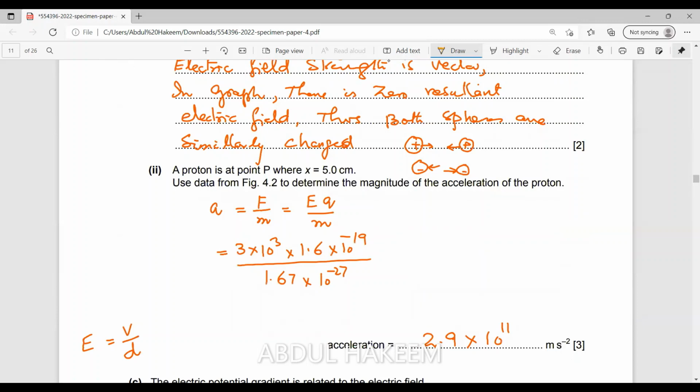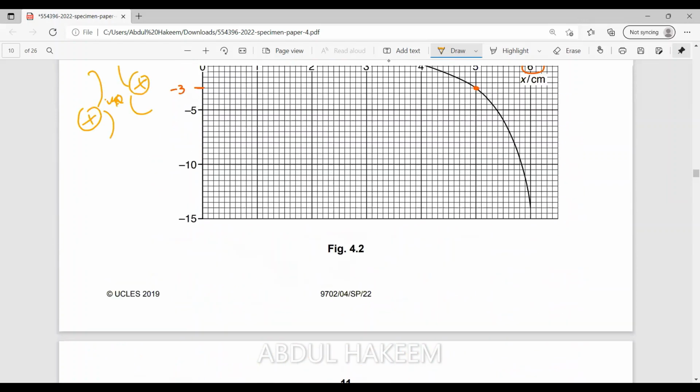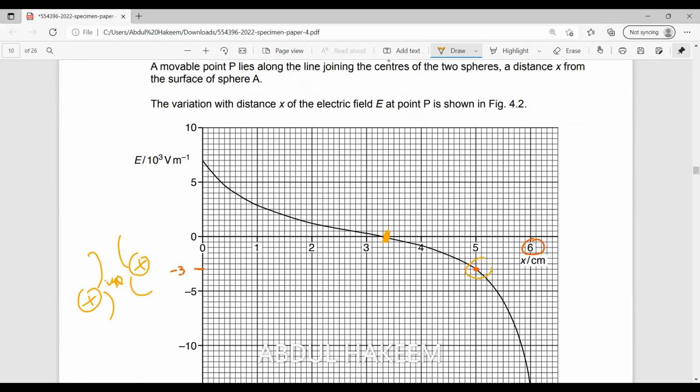Next, a proton is at point P, where x is 5 centimeter. Use the data to determine the magnitude of the acceleration of the proton. Acceleration is force divided by mass, and F is equal to EQ, where E is the electric field strength, Q is the charge of the proton, and m is the mass. So first we look at the graph for the electric field at 5 centimeter. At 5 centimeter, it is minus 3 × 10³.